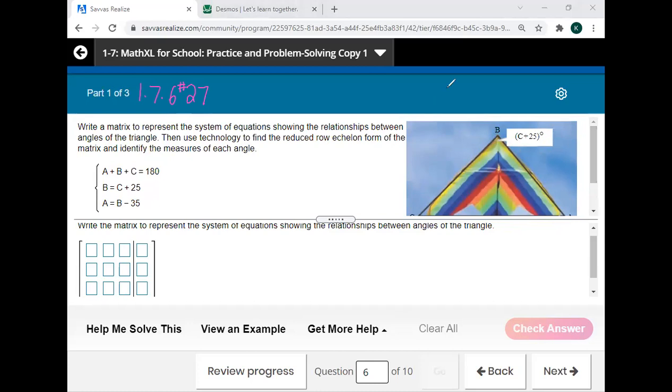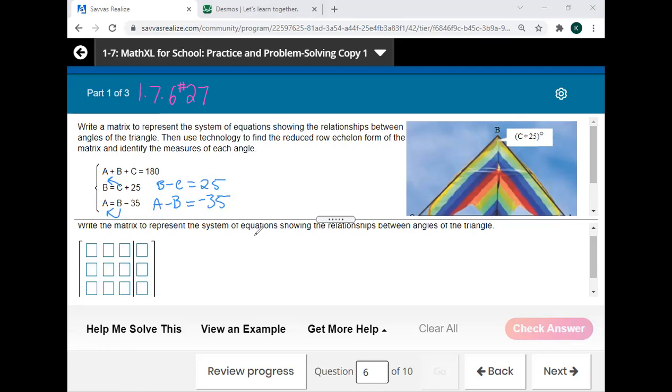So first we need to get these into the same form. Let's move that C over. We're going to subtract that C, and we get B minus C is 25. Same thing on the second one, move the B over. So A minus B is negative 35. And the top equation, that's all good.